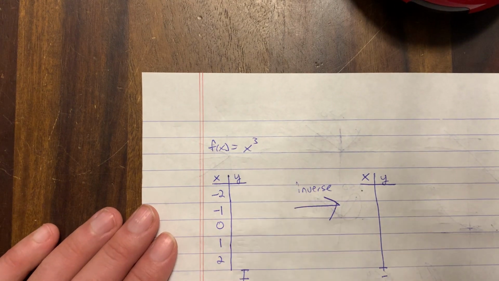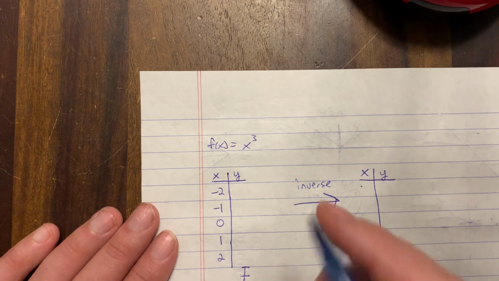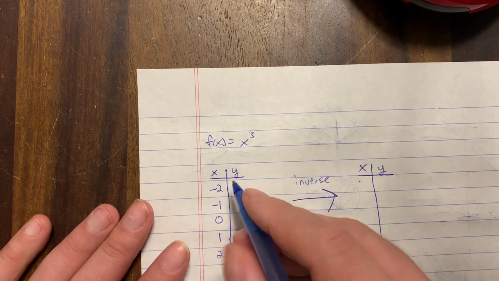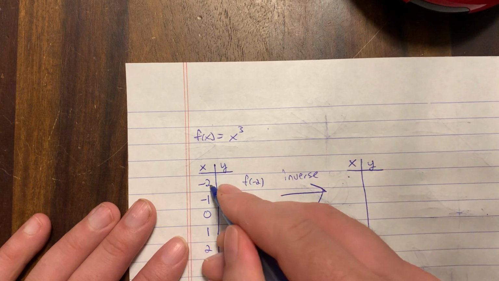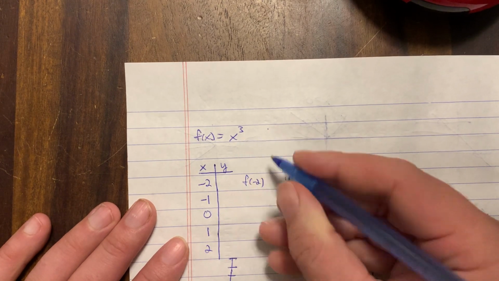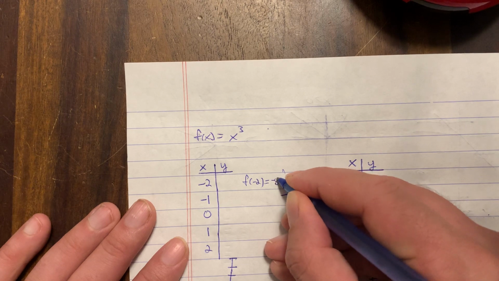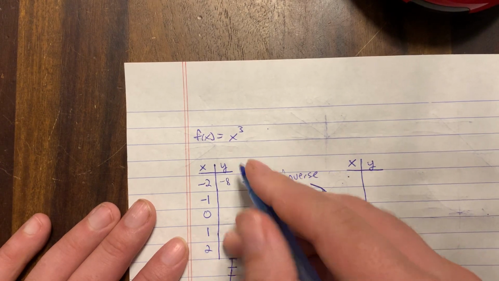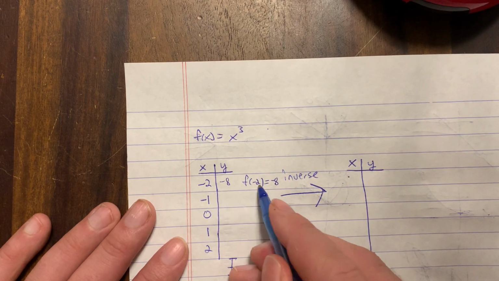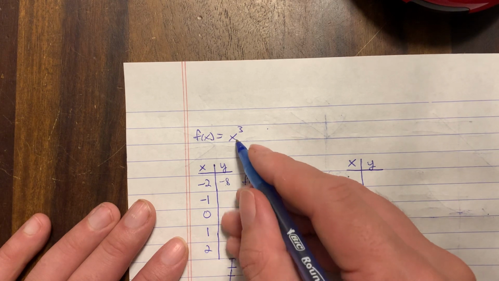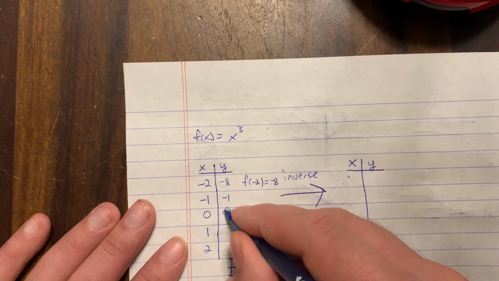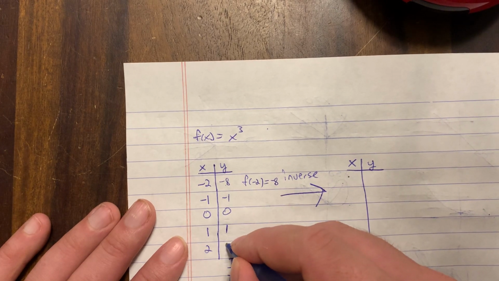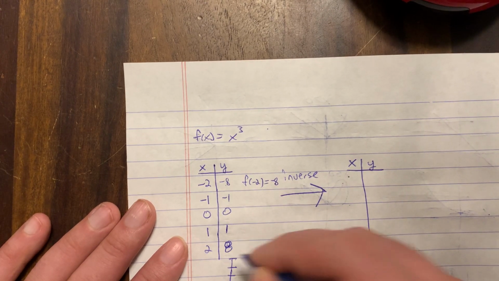Recall we learned a little bit about the cubic parent function. We want to be able to fill in this table: f of -2 when x is -2. -2 times -2 times -2 is -8. A negative times a negative is a positive, times another negative gives you a negative. -1 times -1 times -1 is -1. 0 cubed is 0, 1 times 1 times 1 is 1, 2 times 2 times 2 is 8.